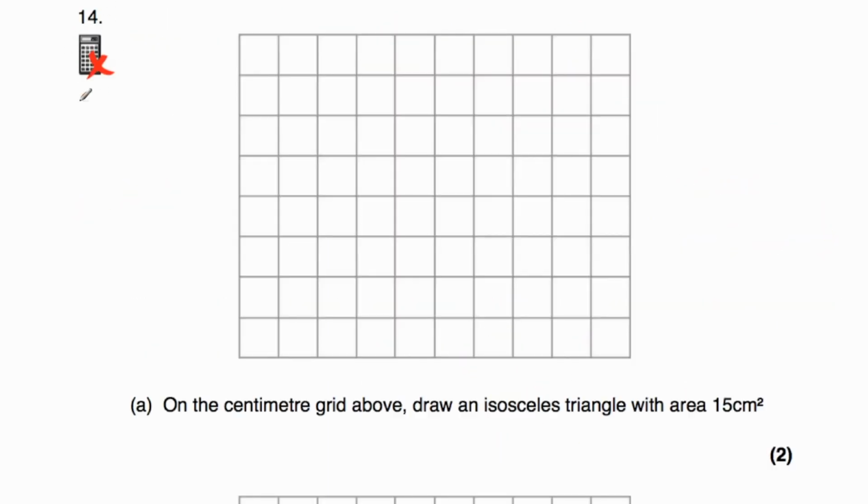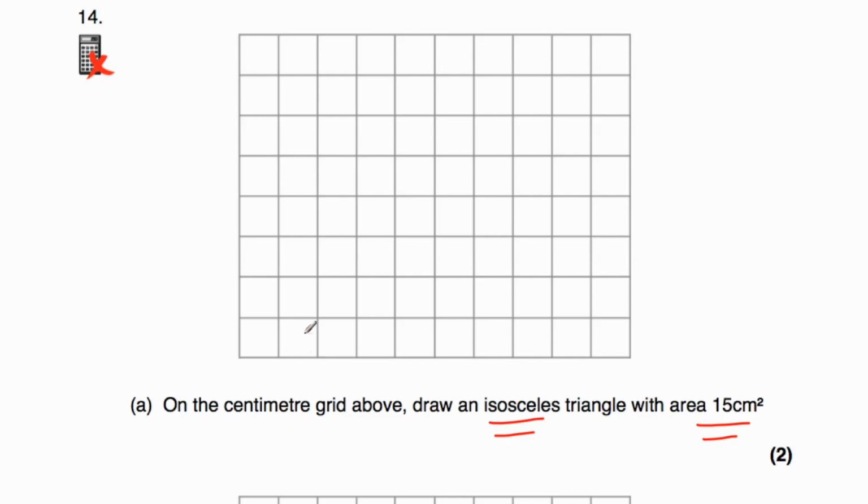Okay, let's have a look at question number 14. So in question number 14, we've been given this square grid, and it's a centimetre square grid, and we've been asked to draw an isosceles triangle with an area of 15 centimetres squared. So first of all, what is an isosceles triangle? Well, an isosceles triangle is a triangle where two sides are the same length.